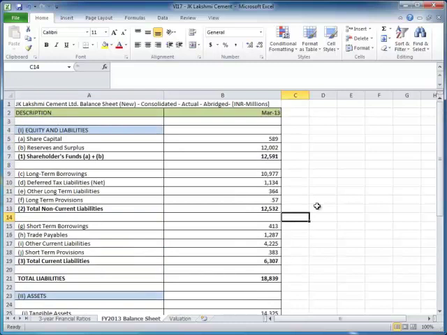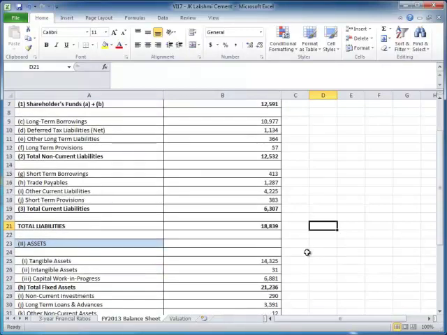Then moving on to current liabilities, this also is fairly sizable. So the total amount is about half of what the non-current liabilities are. And this consists of short-term borrowings, trade payables, other current liabilities, which is most of it, and short-term provisions. And then we add together the non-current liabilities and the current liabilities to get the total liabilities. So that's at 18,839 in millions. So that's the first half of the balance sheet.